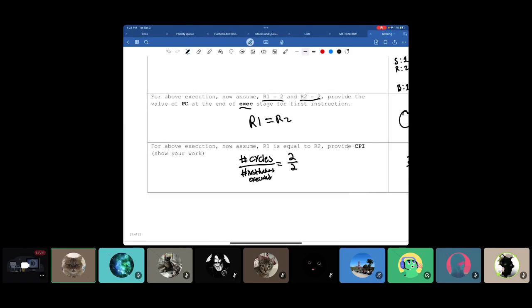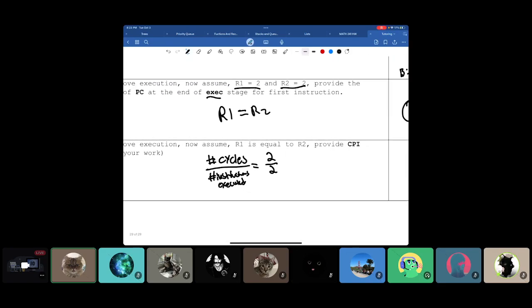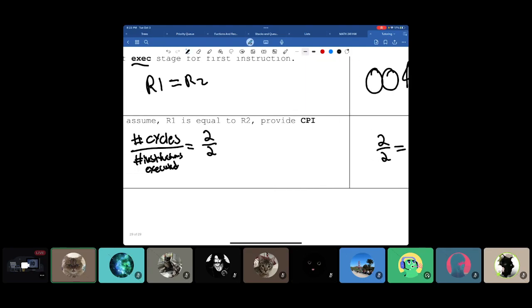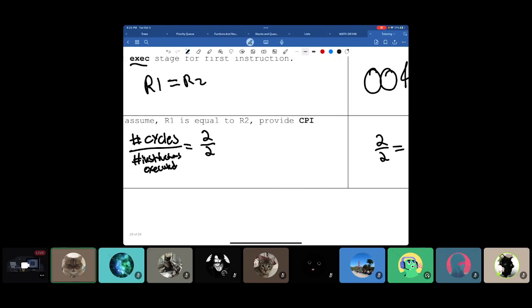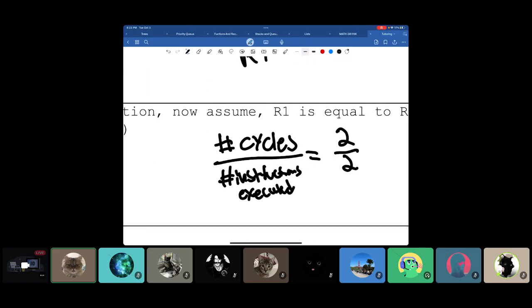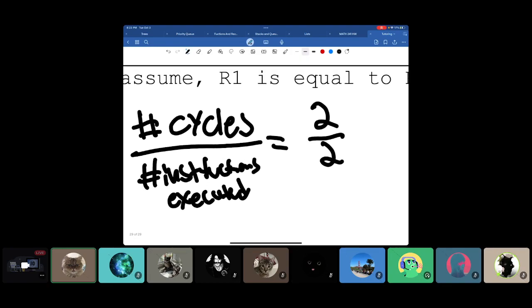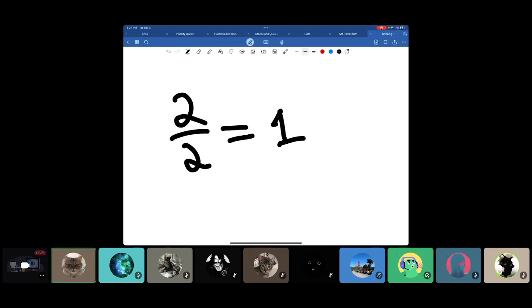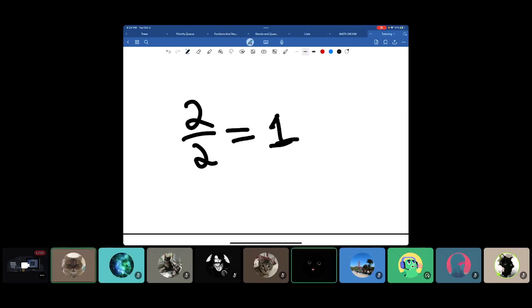but he says show your work. So I don't think you can just put 1. You might get a point for that, maybe 0 points, I don't know, because it says show your work. But that's the number of cycles over the number of instructions executed, which is equal to 2 over 2. And from that, that's equal to 1. So remember to show your work.